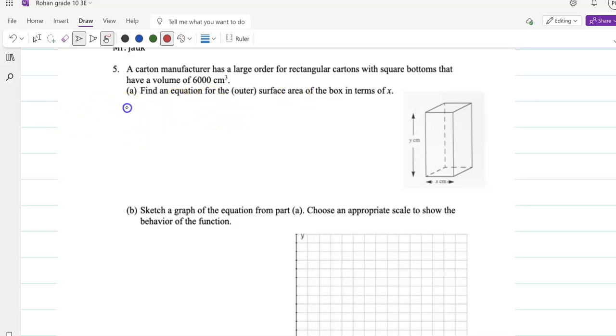So what is the volume? Volume is length into breadth into height. So volume is 6,000, equal to x squared y. So y is equal to 6,000 upon x squared. Now what is the formula of surface area?